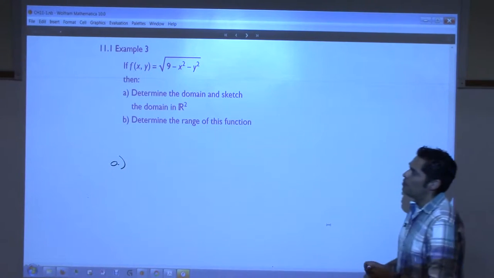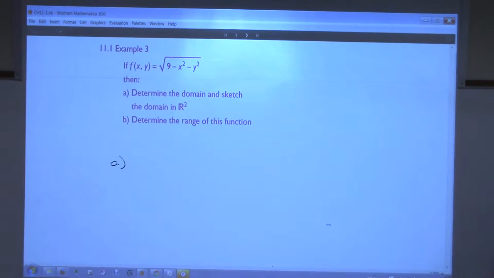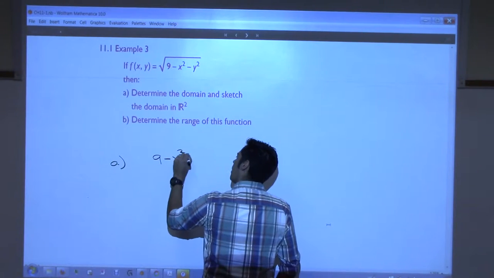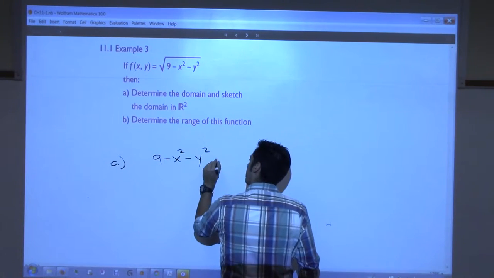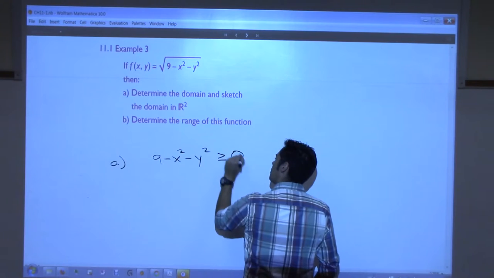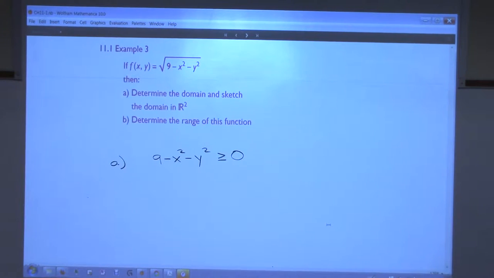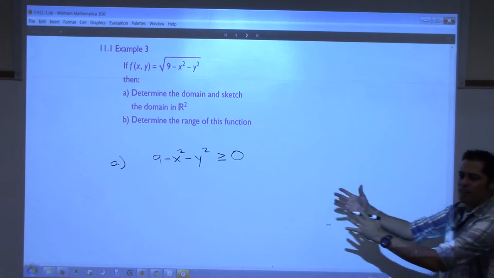Anybody want to tell me what the inequality is that I'm going to need to work with here? What do I need in order for this function to be defined? 9 minus x squared minus y squared greater than or equal to 0. So this time it's okay to be equal, right? Because you can take the square root of 0. So that's what I'm working with.